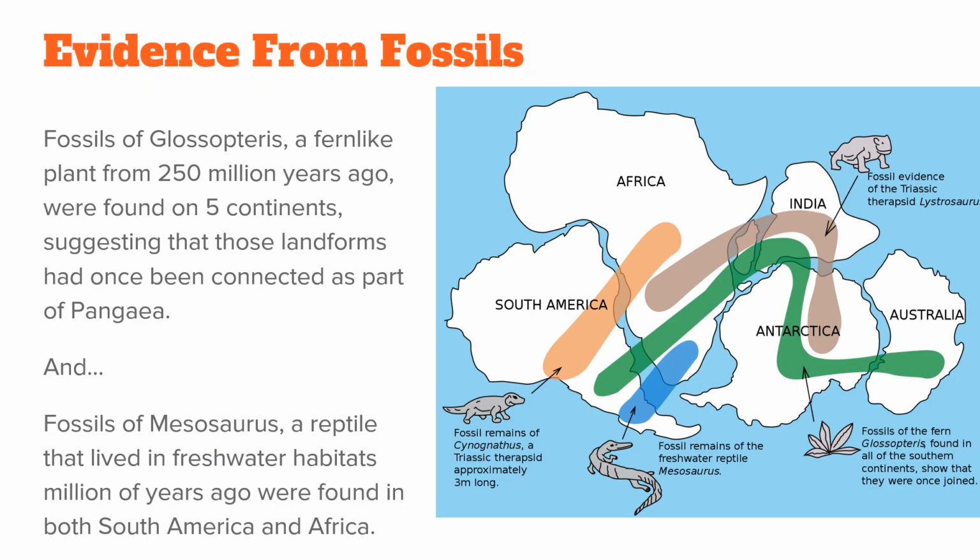Evidence from fossils. Fossils of Glossopteris, a fern-like plant from 250 million years ago, were found on 5 continents, suggesting that those landforms had once been connected as part of Pangaea. And fossils of Mesosaurus, which was a reptile that lived in freshwater habitats millions of years ago, were found in both South America and Africa.